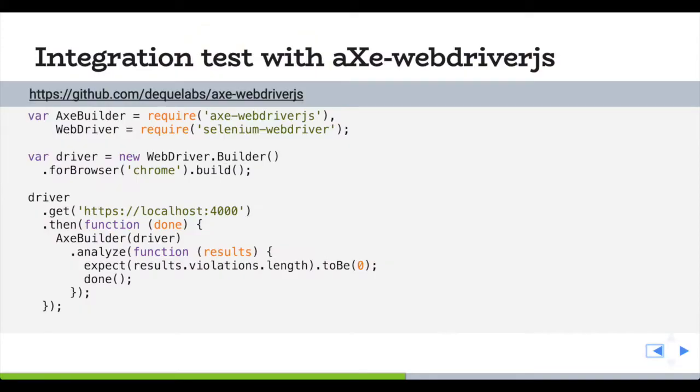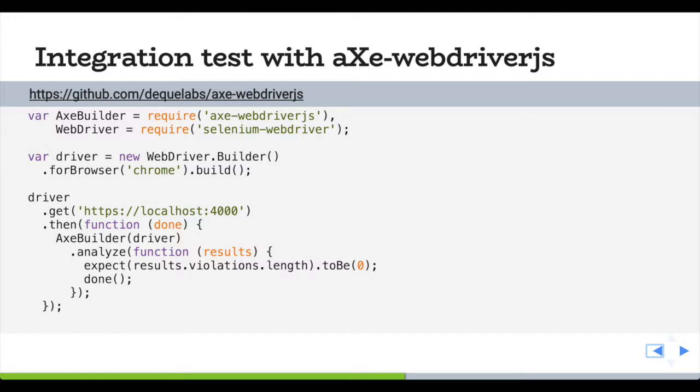So another example of this, an integration test with another tool. axe-core is just the JavaScript engine that powers both our browser extensions and the JavaScript library itself. We have another tool called axe-webdriverjs that, instead of using the headless Phantom browser, uses Selenium WebDriver to programmatically open a real browser instance. And I'll show you how that works in a minute.